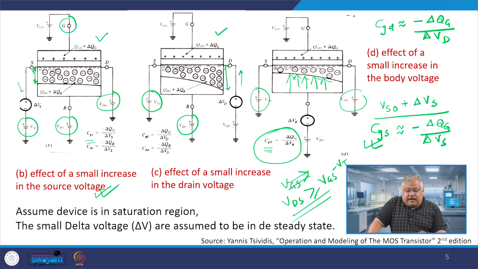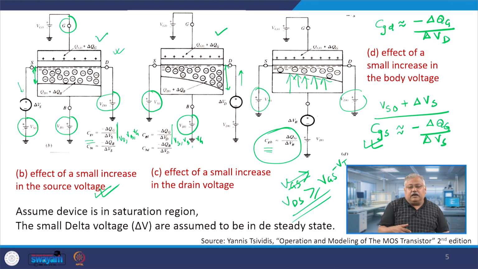So, you see, interestingly, I have not changed my gate bias, I have kept the gate bias constant. Please keep in mind that when you say CGS equals del QG by del VS, this implies for the first case that my VD is constant, my VB is constant and my VG is constant. Similarly, when you take del QG with respect to del VD, I assume that VS is constant, VB is constant and VG is constant. So, with these assumptions, these are coming.